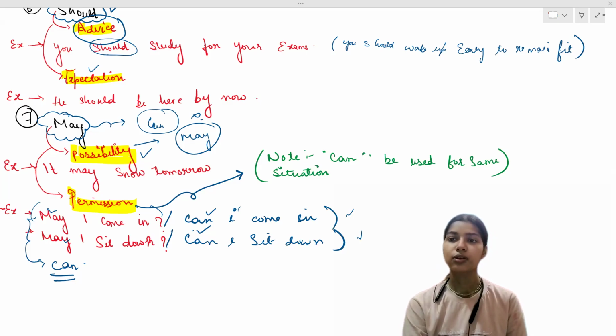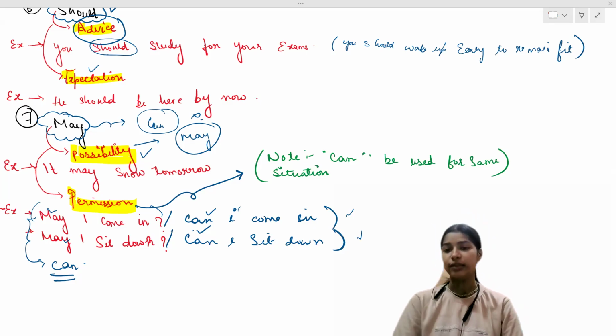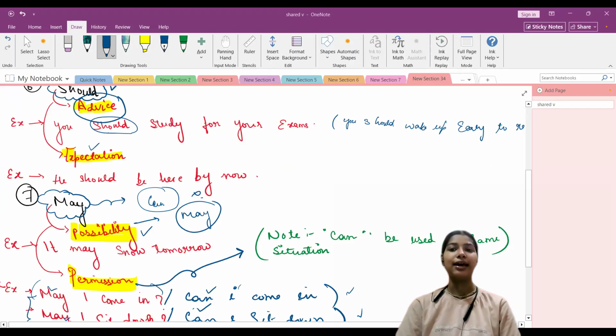Okay. So that is it for today. We have learned 7 types of modals. In the next video, we are going to learn more types of modals, as we have more than 9 modals. So we are going to learn about them also.